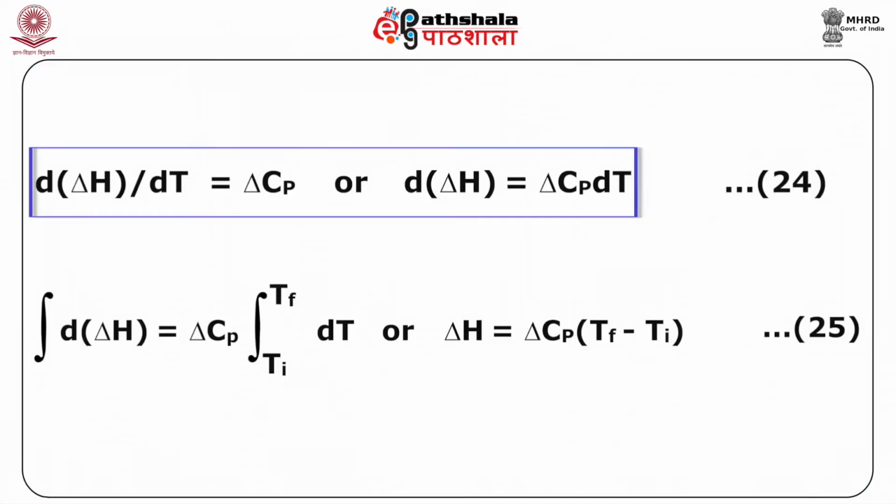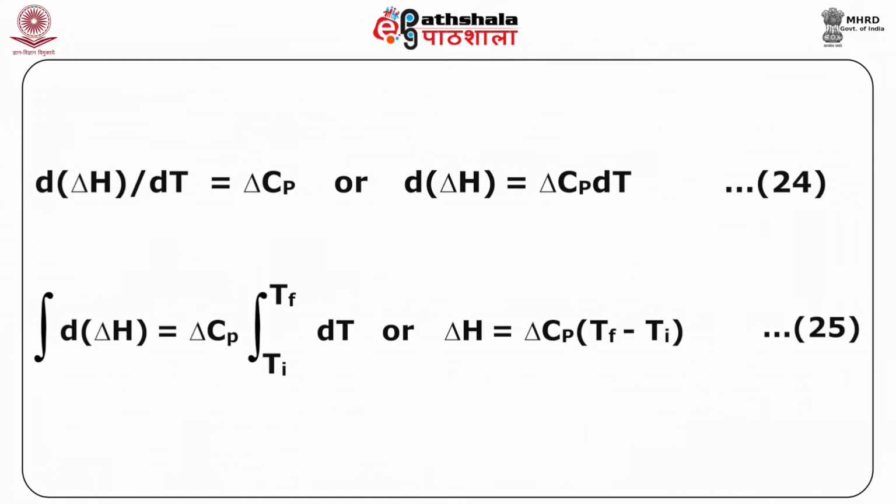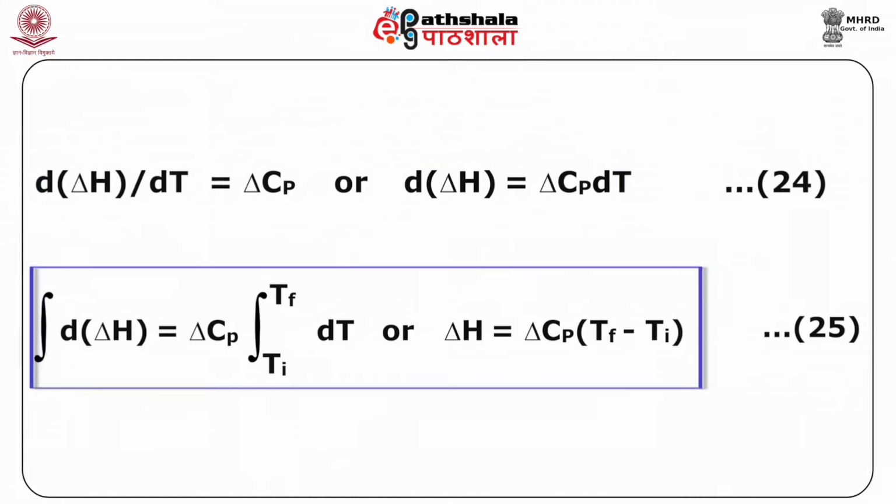Kirchhoff equation is used to calculate the maximum flame temperature for an isobaric adiabatic process. This is done as follows. This is our equation 24. Integrating the above equation, we get equation 25 as, in the equation, delta Cp is assumed to be constant, that's why it is taken outside the integral sign. Thus, if the values of delta H, delta Cp and the initial temperature Ti are known, then the final temperature Tf, which is the maximum flame temperature, can be calculated.